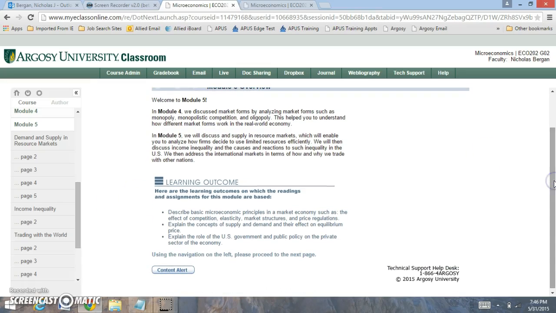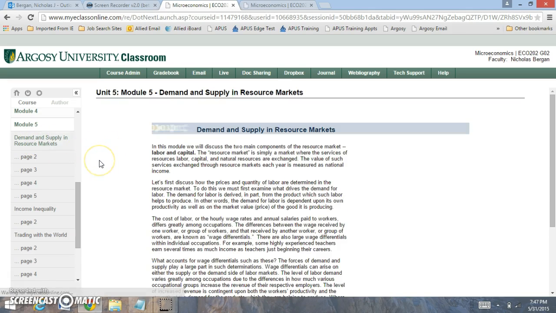In Module 5 you're going to be looking at the resource market, which is focused on the labor market. When we look at the resource market, we're looking at how firms will manage the cost of labor. You'll notice that the cost of labor is a very expensive component in a business, and it's one of the largest expenses that any business will have to incur.